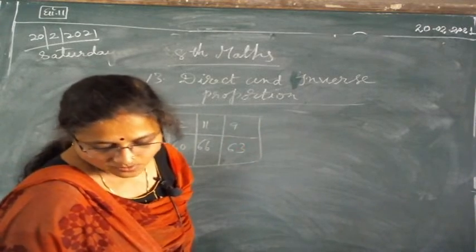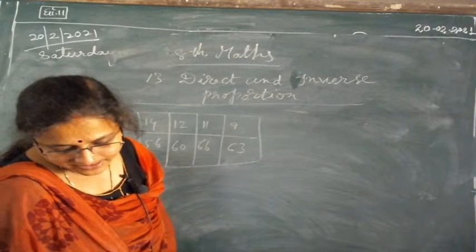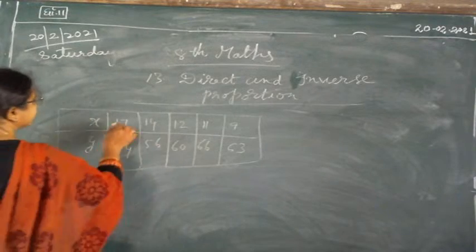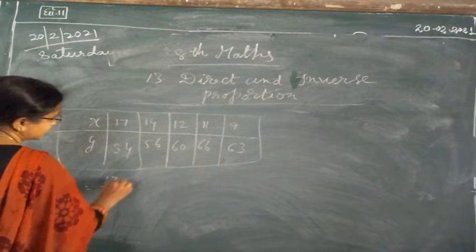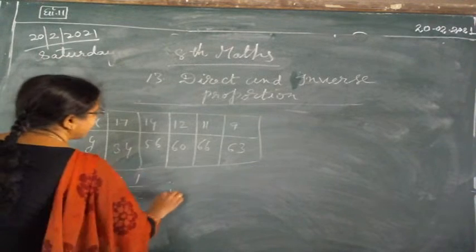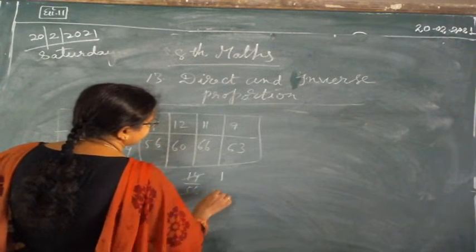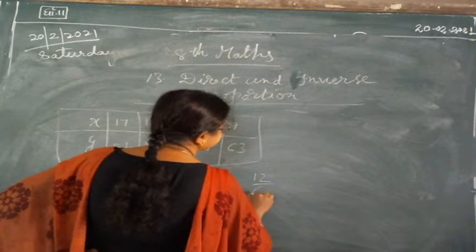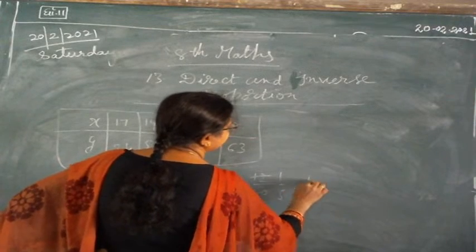In the second case, what is happening here? See, the ratio of x and y, it means x by y. In the first case, 17 by 34. What is the ratio? 17 ones are 17, 17 twos are 34. Okay, 1 is to 2 is the ratio. And in the second case, 14 by 56. It is 14 ones are 14, 14 fours are 56. So that is equal to 1 by 4. Here 12 by 60. 12 ones are 12, 12 fives are 60. That is equal to 1 by 5 here.